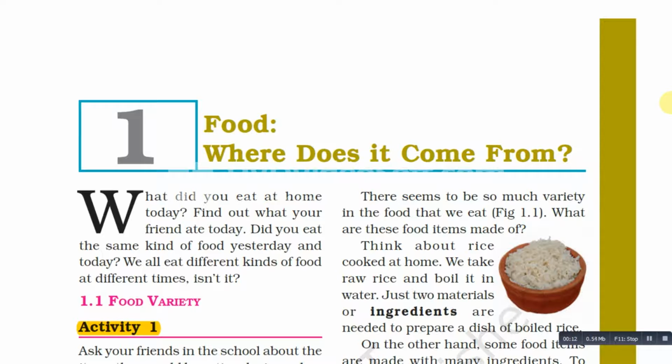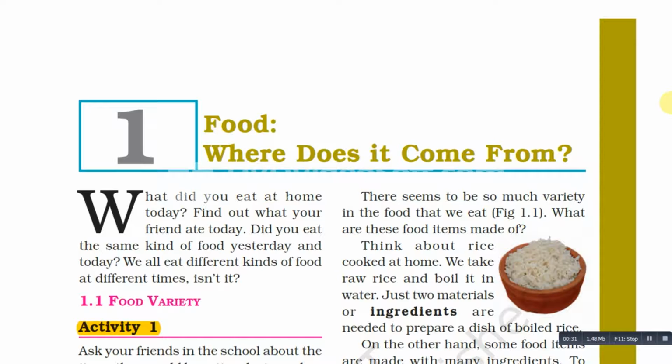Food. Where does it come from? This topic is from class 7 NCERT science subject, and this is chapter number 1, Food: Where does it come from? So we will see this chapter.